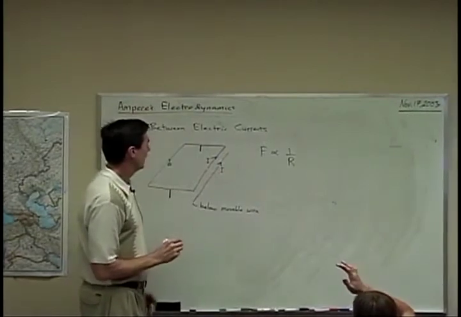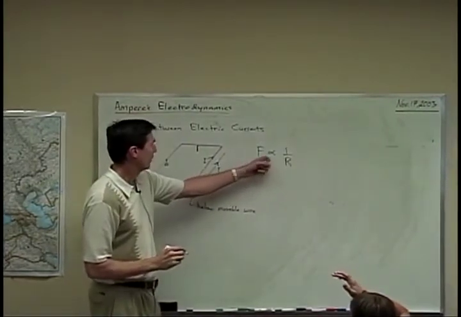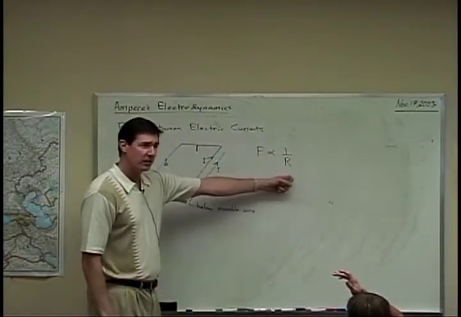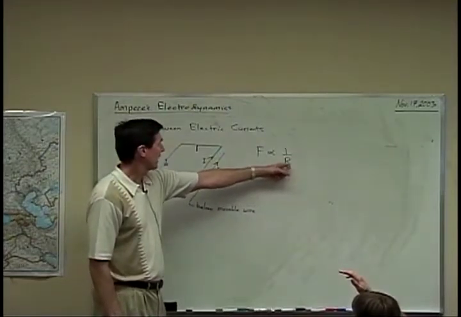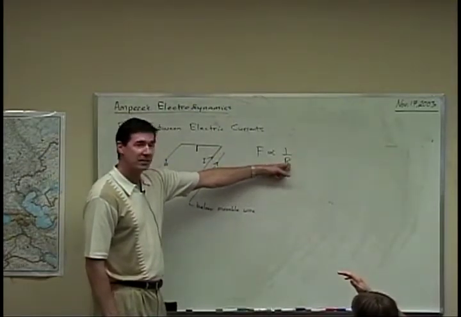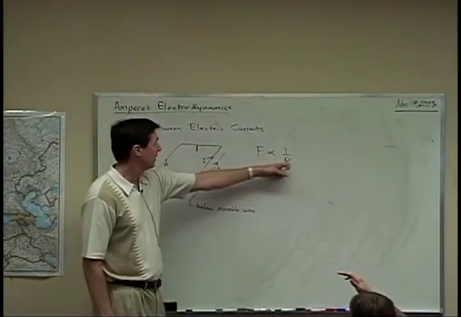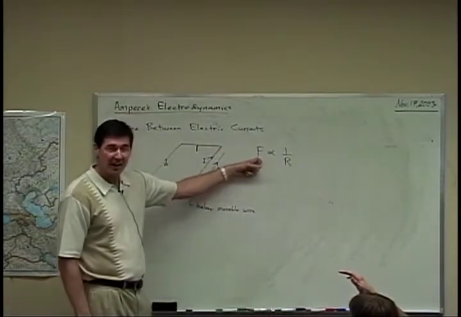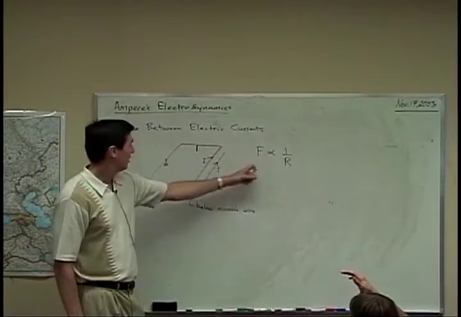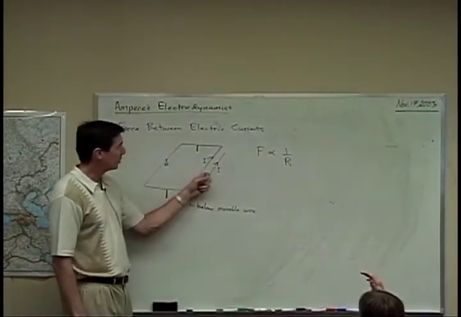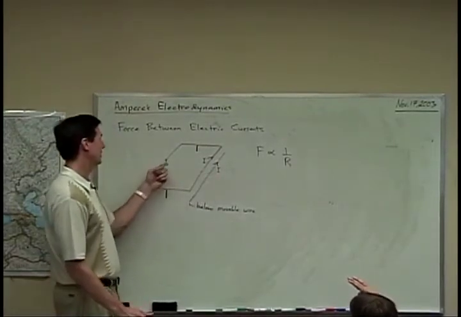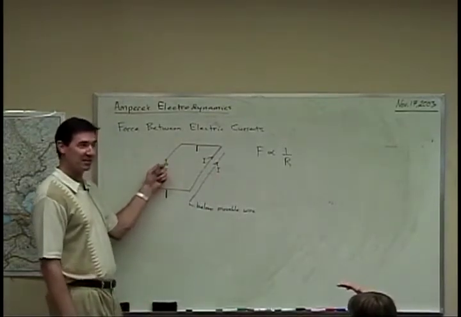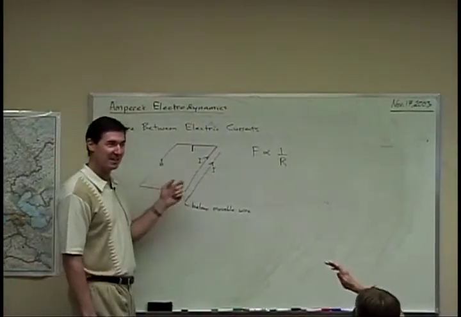Because the force varies inversely with the distance. If you make this distance half what it was before, you've doubled the attractive force between the wires. So this wire is being pulled down with twice as much force. Well, if you're going to balance it, you better put twice as much weight on the other side.